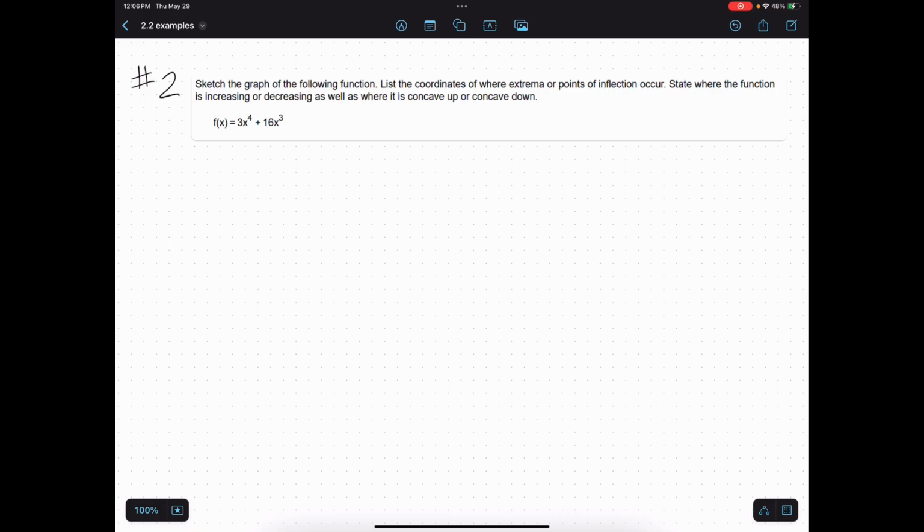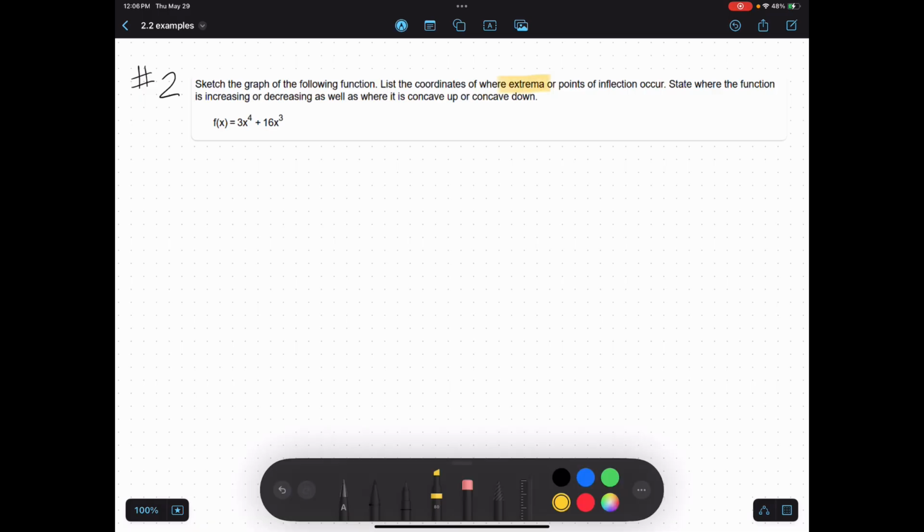First off, relative extrema. Second, intervals of increasing or decreasing. Third, points of inflection. And fourth, intervals of concavity, or concave up or concave down. We're going to look at those 4 things with this function, and then using that, we'll sketch the graph. Okay, here's my function.